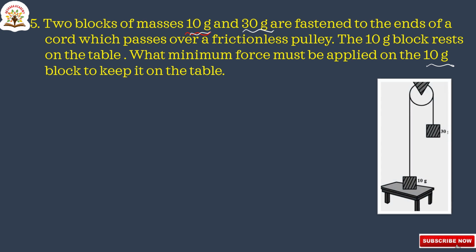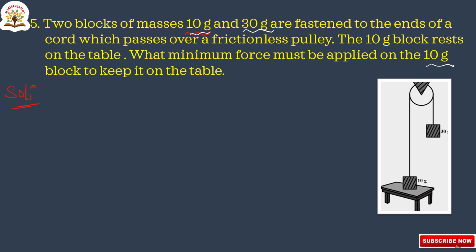See this figure. Two blocks of mass, 10 gram and 30 gram, are fastened to the ends of the cord which passes over a frictionless pulley. The 10 gram block rests on the table. See this figure. This 10 gram block rests on the table. We have to calculate the minimum force applied on the 10-gram block to keep it on the table. Let us go to the solution.